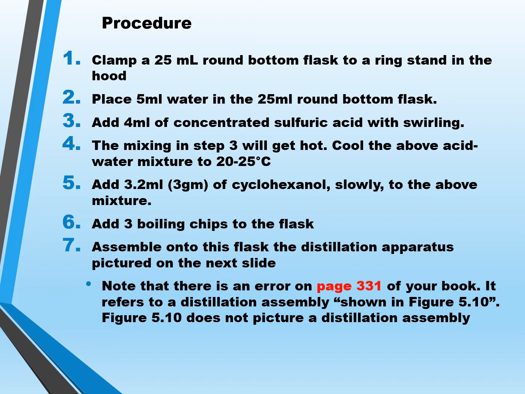So in the actual procedure, we will take a 25 milliliter round bottom flask. Overall, we're going to do the distillation, so we will need a 25 milliliter round bottom flask, and we add 5 milliliters of water into it, followed by 4 milliliters of concentrated sulfuric acid.